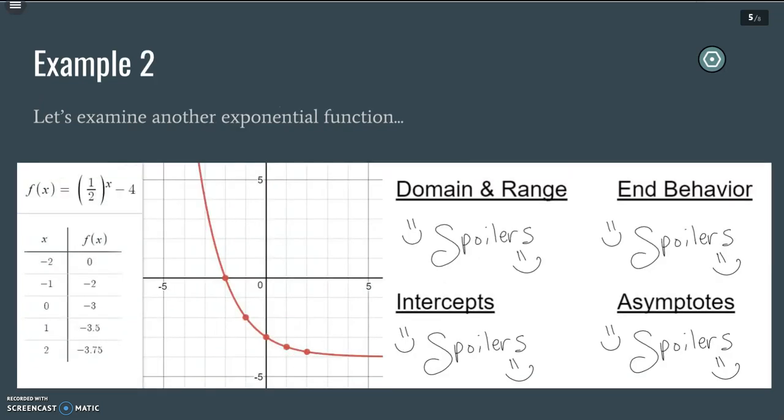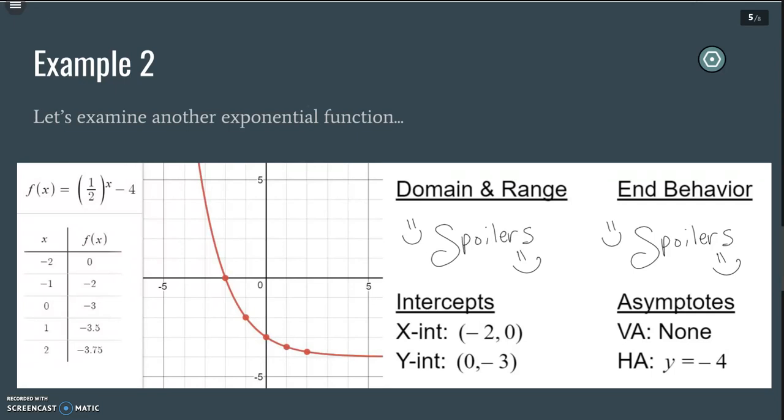Let's do another one. Again, we're going to use the base of 1/2, but this time we're going to take the function and subtract 4 from it, giving us this table of values and the graph that you see. Again, I want you to challenge yourself by pausing this video and referencing what example number 1 was talking about to see if you can fill in all of the information underneath my dorky little spoiler cards.